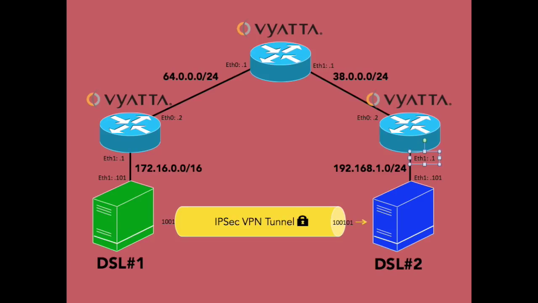This is the end of part 6, and we've just shown a lot of pinging going on between DSL1 and DSL2 through an IPSec VPN tunnel. So it's secure transmission, encrypted transmission between these machines through our fake routers here. We had fake internet on the 64 and the 38, and then two other Vyatta machines, which are the local routers on the 172 and on the 192.